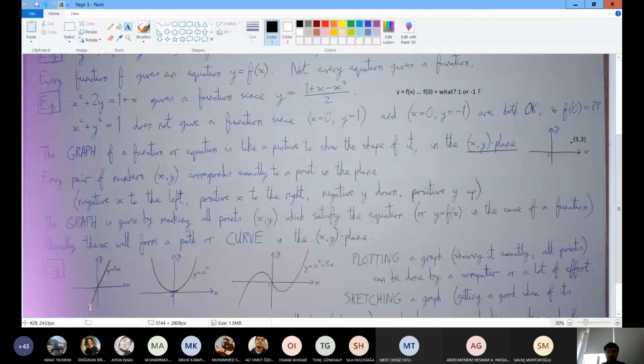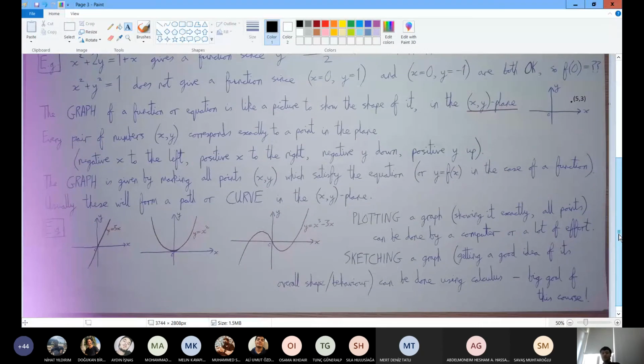Then y equals x squared gives this kind of bowl shape. y is always positive, so y goes up to the left or to the right. Both ways it goes up. y equals x cubed minus 3x. This one's a bit more complicated. You don't have the tools yet to know what shape this is, but once we've learned some more calculus, we will be able to understand how functions are shaped in their graphs.